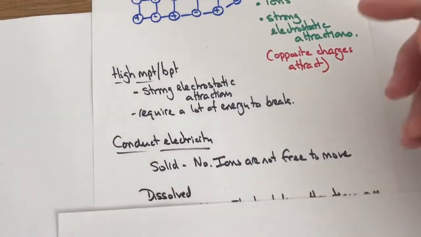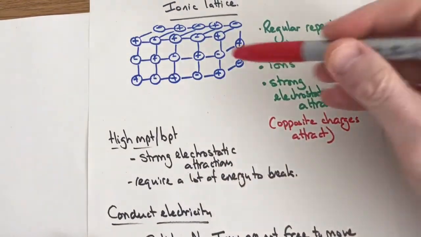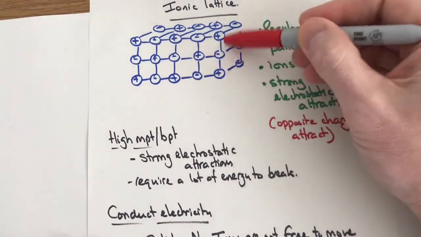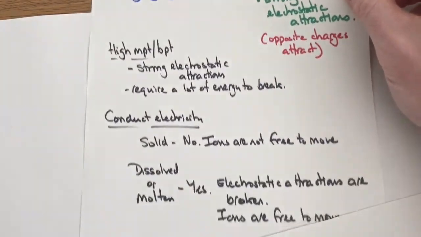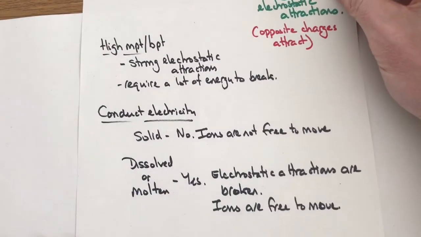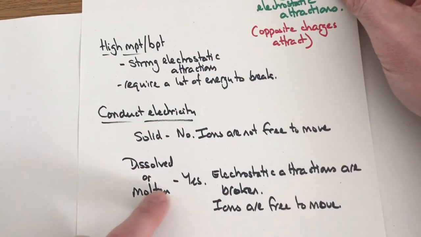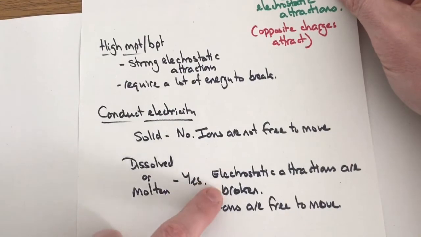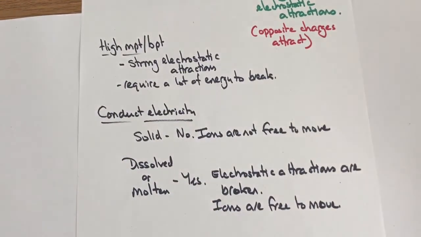So as a solid, ionic compounds do not conduct because the ions are not free to move. But if we can dissolve the ionic lattice or heat it up and make it molten, we then start to break these attractions and therefore the ions are free to move. And if the ions are free to move, then it will conduct electricity. So dissolve it in water, heat it up, make it molten. Yes, it will conduct because the electrostatic attractions are now broken and the ions are now free to move.